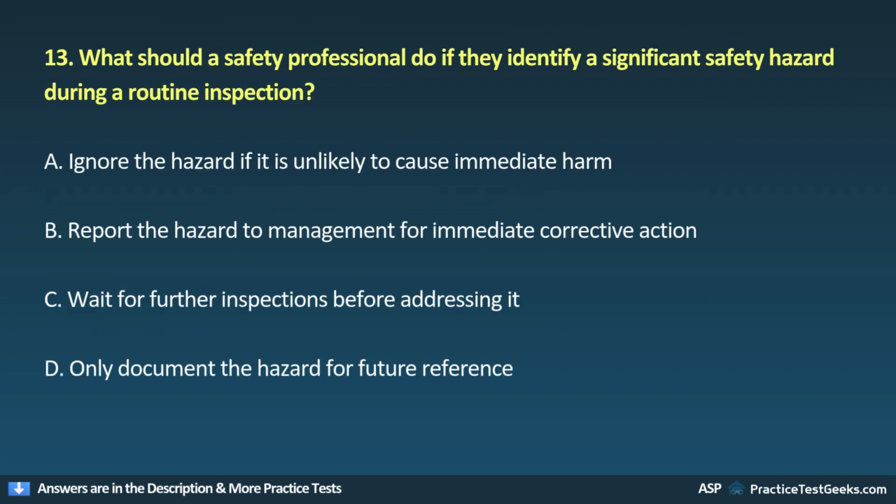13. What should a safety professional do if they identify a significant safety hazard during a routine inspection? A. Ignore the hazard if it is unlikely to cause immediate harm. B. Report the hazard to management for immediate corrective action. C. Wait for further inspections before addressing it. D. Only document the hazard for future reference.